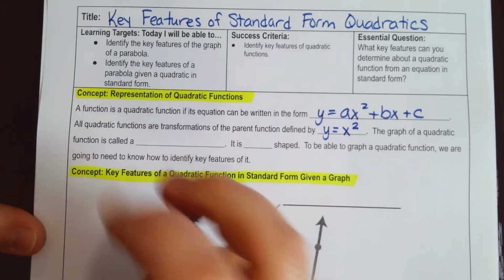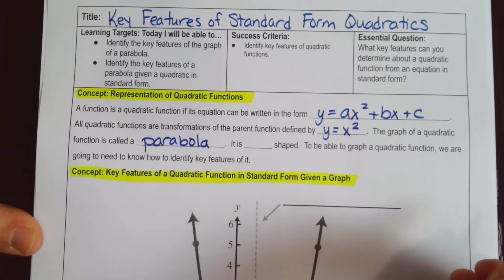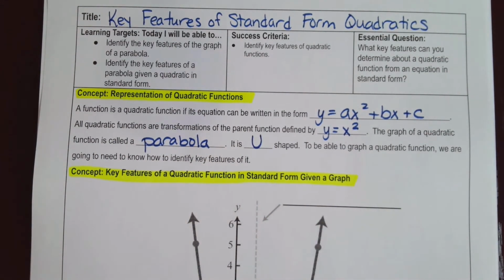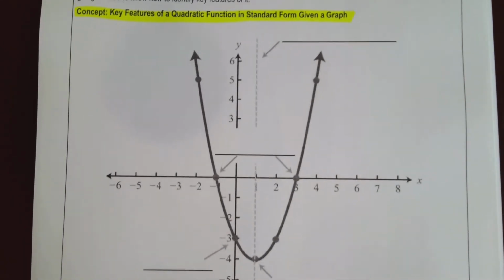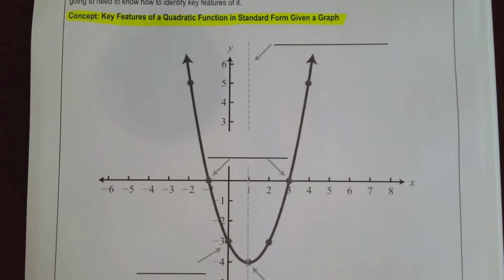The graph of a quadratic function is called a parabola. Now a parabola is special because it is U-shaped. It'll always be shaped like a U, whether it be right side up or upside down. To be able to graph a quadratic function, we are going to need to know how to identify key features of it. So that's what we're going to take a look at first, is identifying key features of a quadratic function in standard form given a graph.